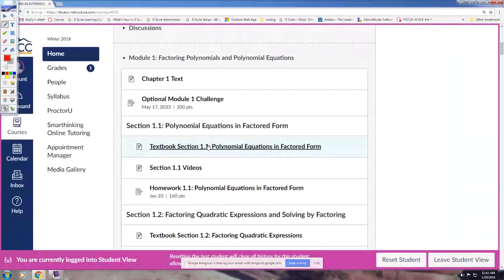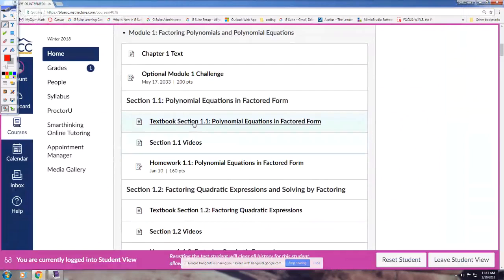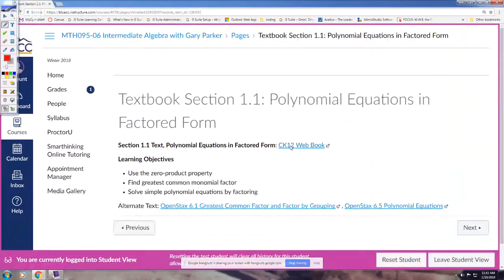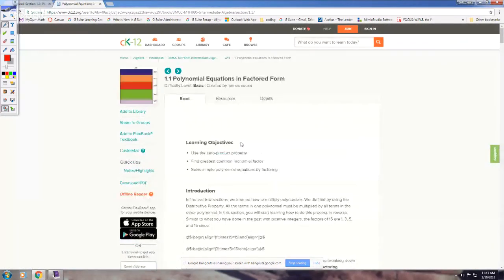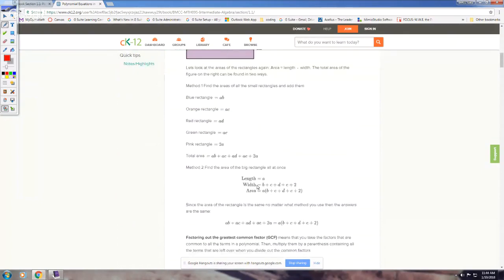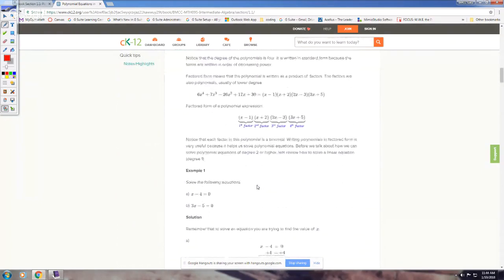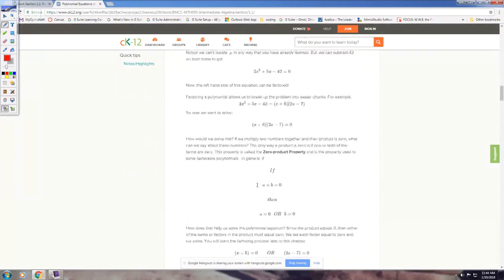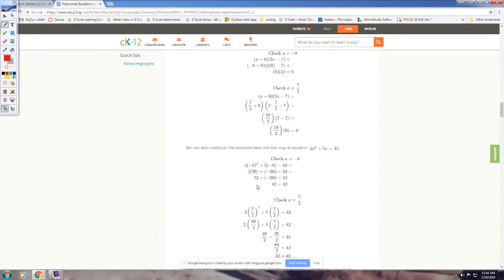So you have some homework. Again, when working on this course, it's always a good idea to start off with the textbook selection and look at some of the examples there. So the zero product property or zero product rule, finding the greatest common factor, factoring and solving equations with these ideas are important. So this goes over what distributing means, what undistributing or factoring means, and how to use that in equations.